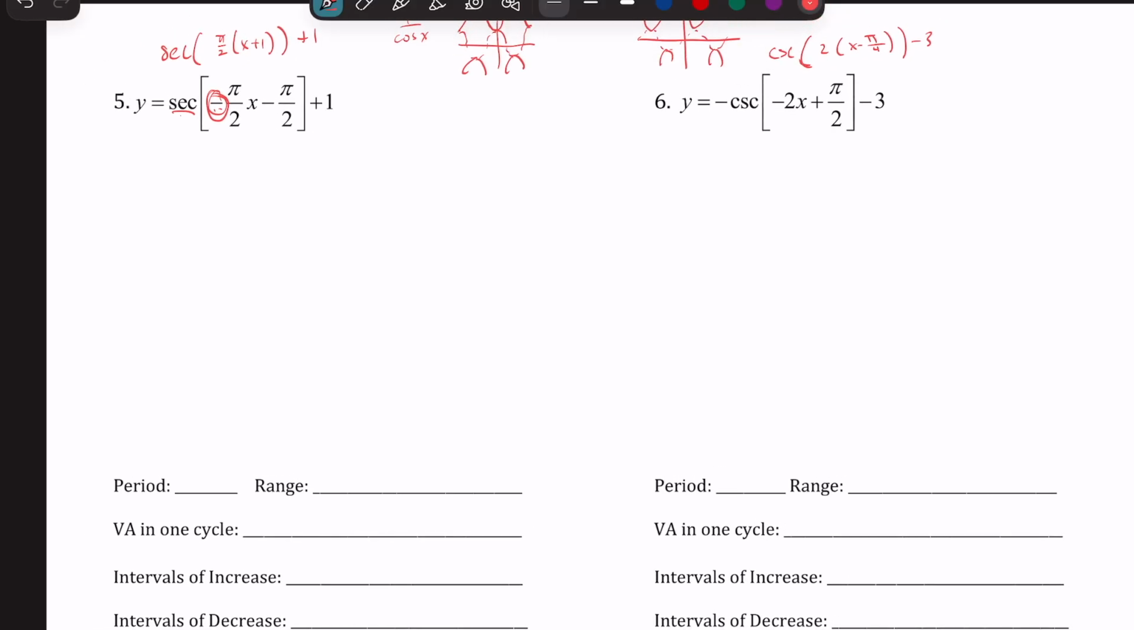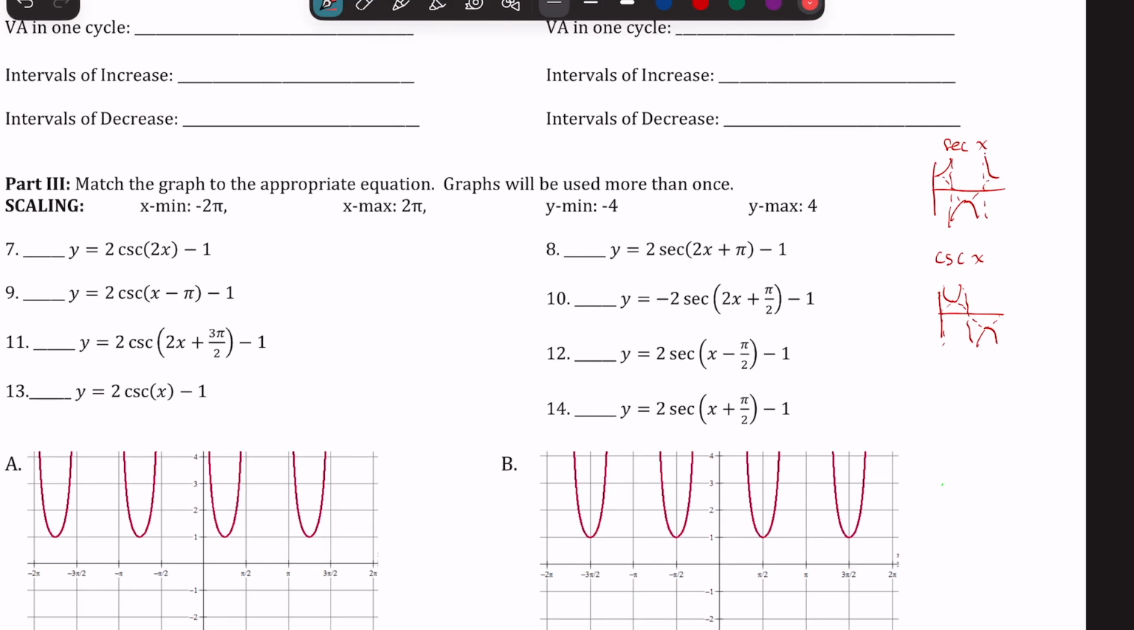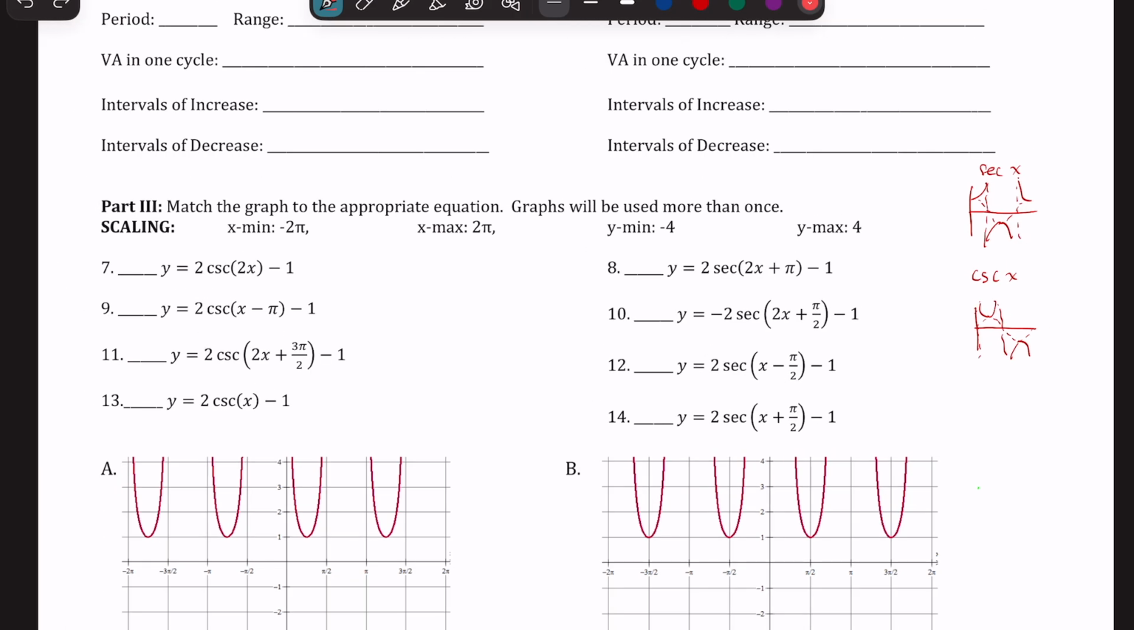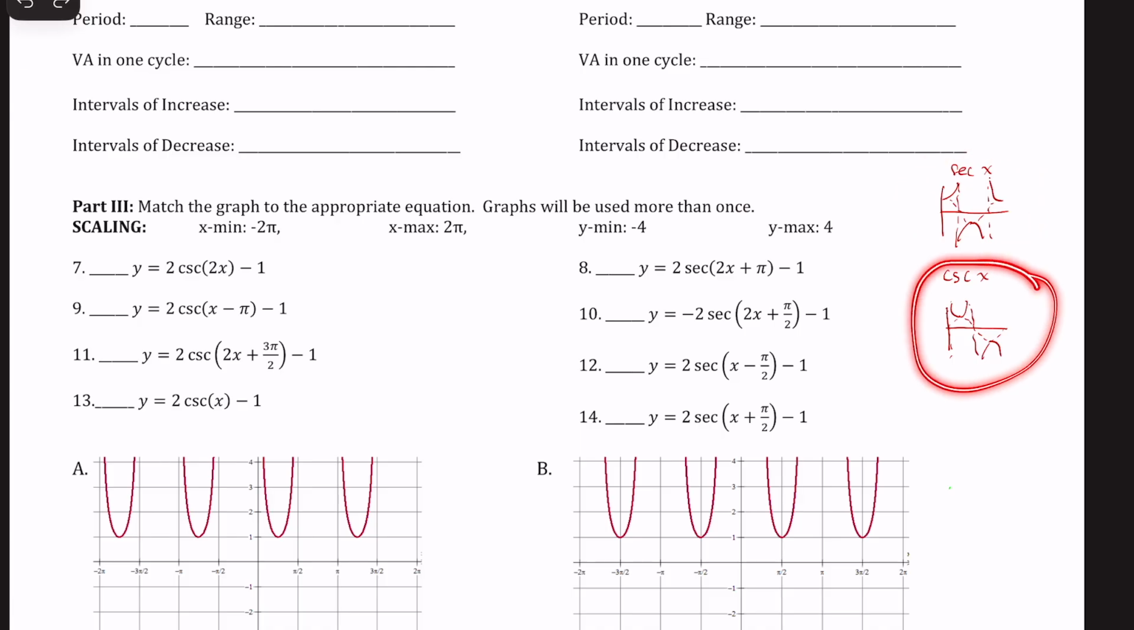Okay, I'm going to let you graph those. So let's come here. And oh, look at this. I have this handy-dandy reference of what a secant function looks like and what a cosecant function looks like. And I'm going to use those when I look at these graphs here.